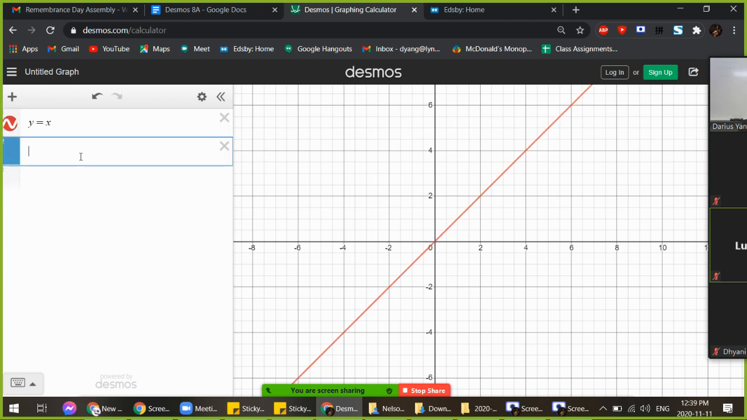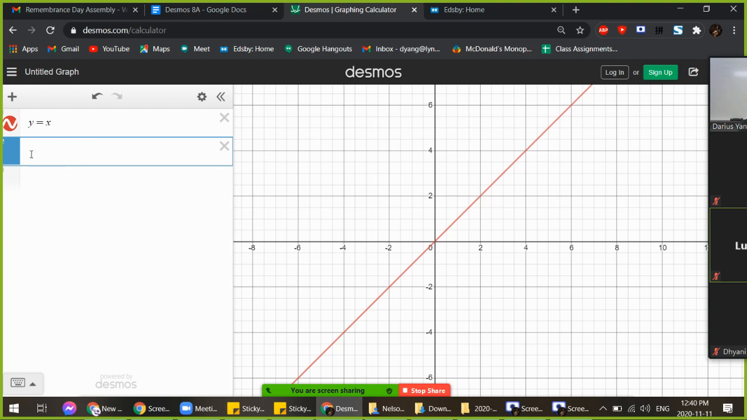Okay, cool. So remember we have M, right? M is a fancy variable letter for slope. Okay, so the bigger M is, the bigger the slope is, the steeper it is. Okay, well, let's take a look.